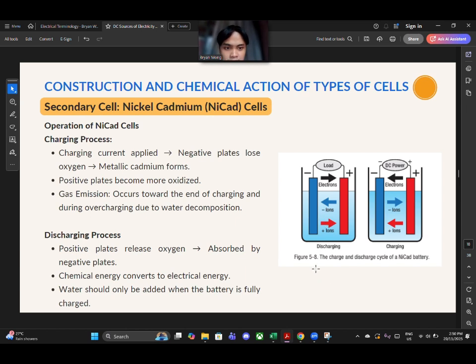Based on this diagram, it shows the charge and discharge cycle of a nickel cadmium battery. This is the discharging process, as you can see. During discharging, the ions go from the positive to the negative. When it's charging, the ions go the other way, from the negative to the positive. So this is an example of a nickel cadmium cell.